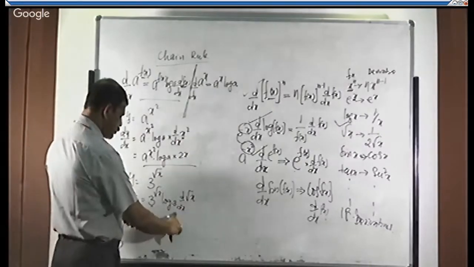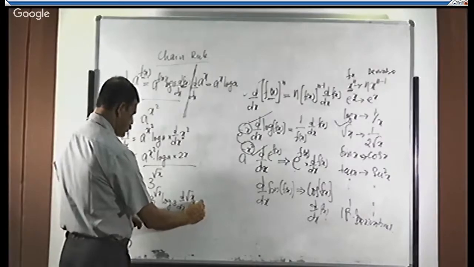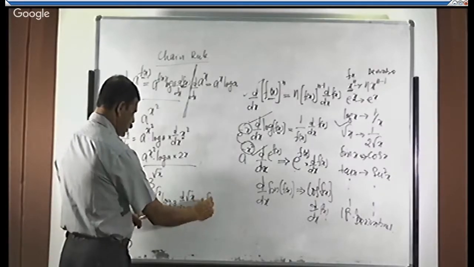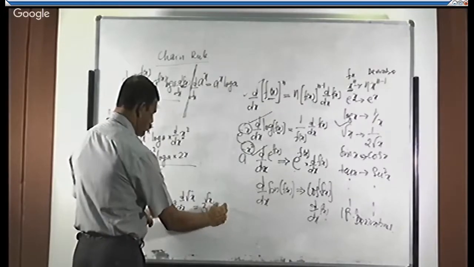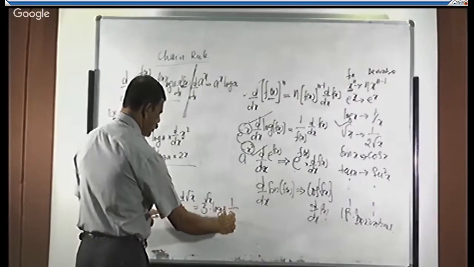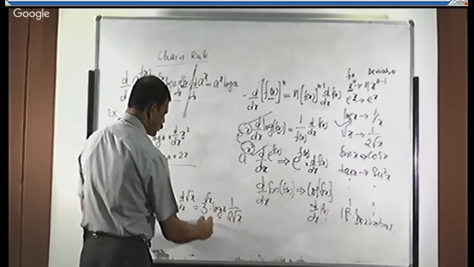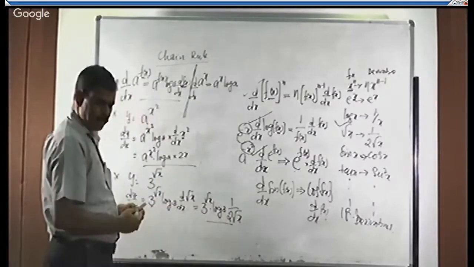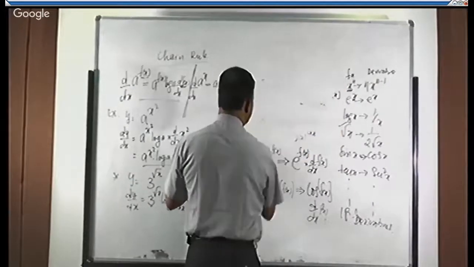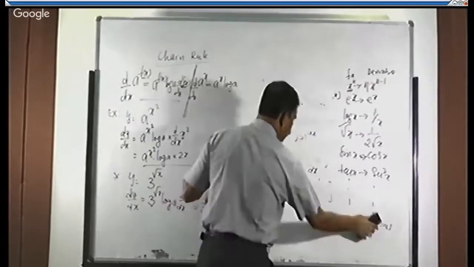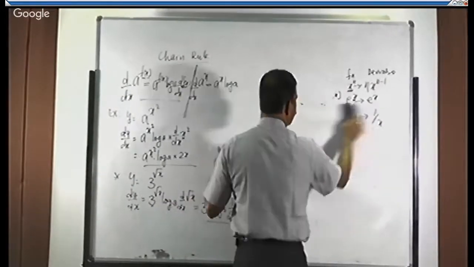Write all these things as it is. Only root x has to be differentiated. 3 to the power of root x into log of 3 into differentiation of root x, which is 1 divided by 2 root x. Got it? The same way, in place of function, you can take any x term. It is done according to that procedure.